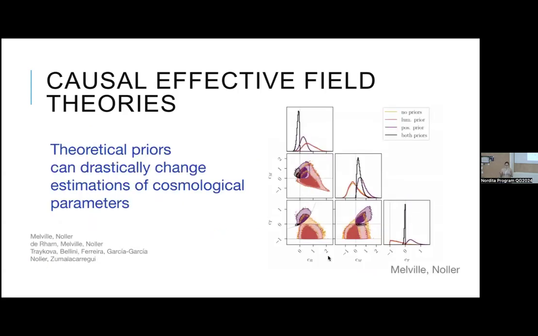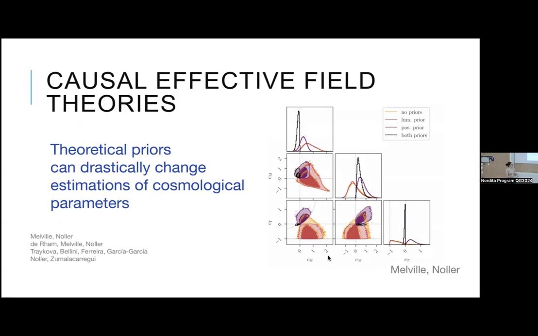Another reason why this is important is because if you actually want to go and work with data and you want to do inference of cosmological parameters and you do estimations, you have to put priors. You have to give a value of these coefficients and actually measure and see what you obtain. And depending on what priors you give, you can get very different results on the estimations of these parameters.